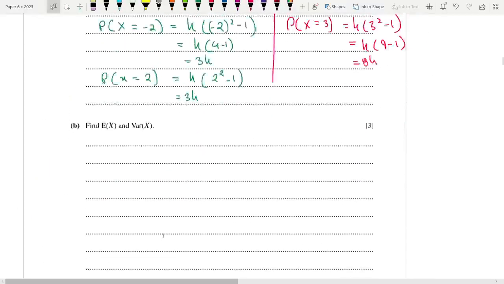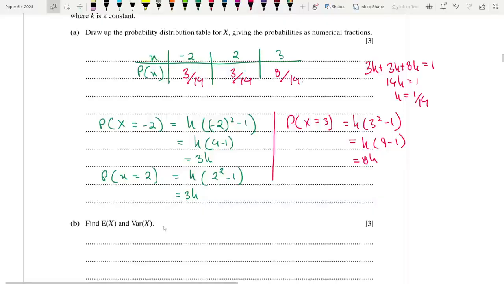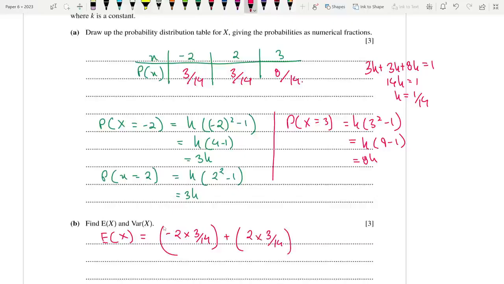Moving on to part 2, find expectation and variance. So we know that the formula for expectation is the probability multiplied by the value itself. So what should it be? It should be minus 2 times 3 by 14 plus 2 times 3 by 14 plus 3 times 8 by 14. So minus 2 into 3 by 14 plus 6 by 14 plus 24 by 14. It's 12 by 7.